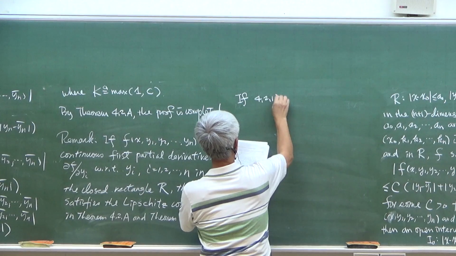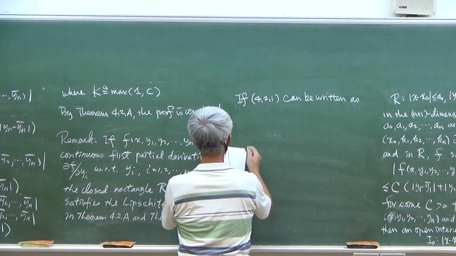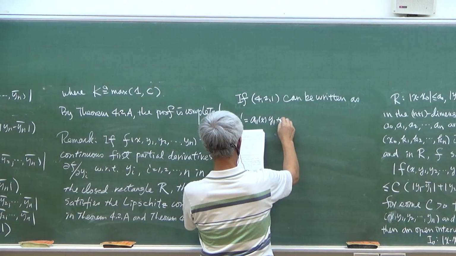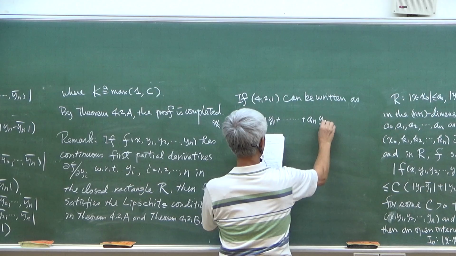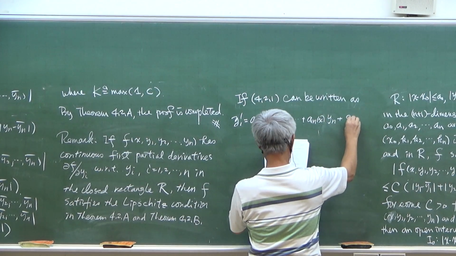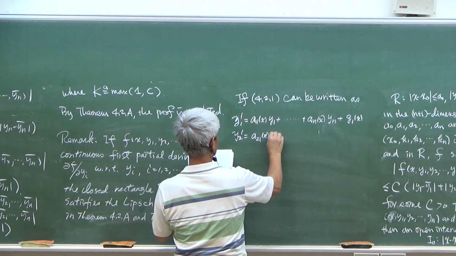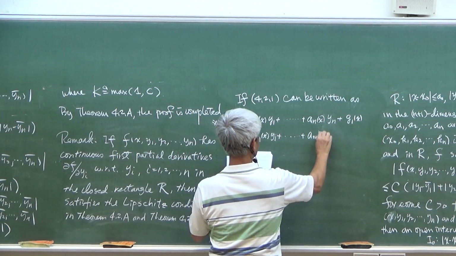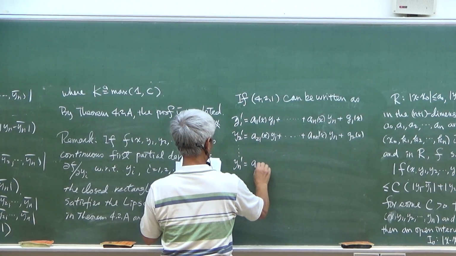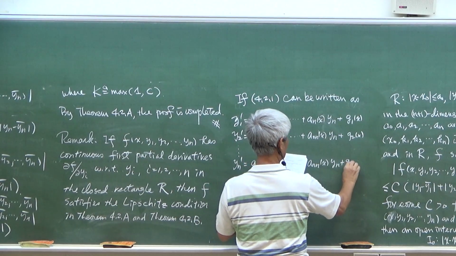So if 4.2.1 can be written as y1 prime equals a11(x) y1 plus up to a1n yn plus g1(x); y2 prime equals a21(x) y1 plus up to a2n(x) yn plus g2(x); and yn prime equals an1(x) y1 plus an2(x) y2 and so on, plus gn(x).